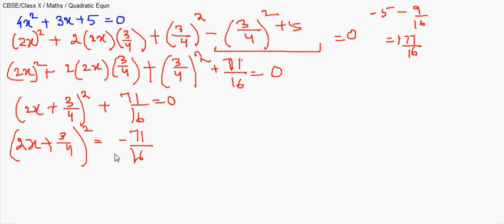whereby I now move on to finding the square root, which will give me 2x plus 3 by 4, and this becomes, this is minus, so this root cannot be negative, therefore the given equation has no real roots. This is already a minus, so a root cannot be less than 0, which means this does not have a real root.